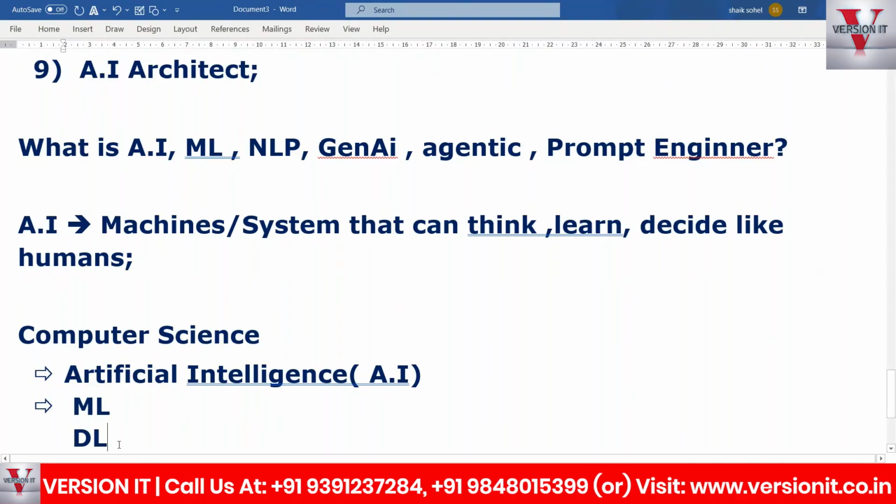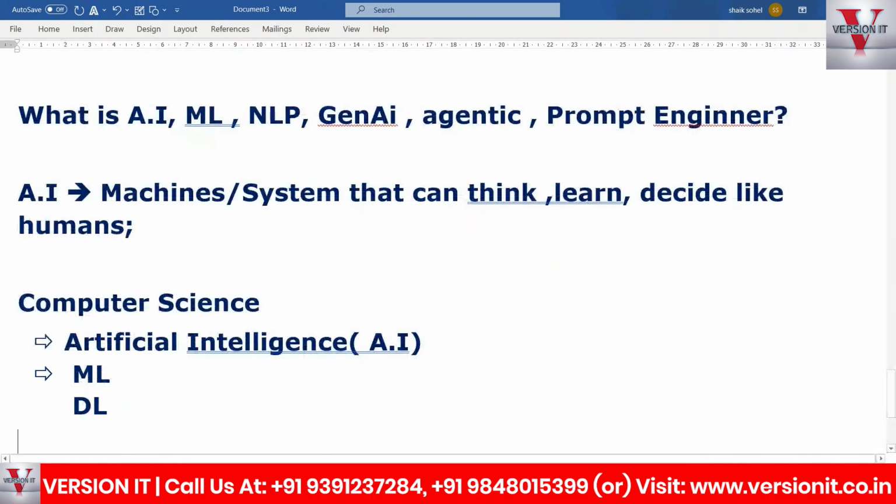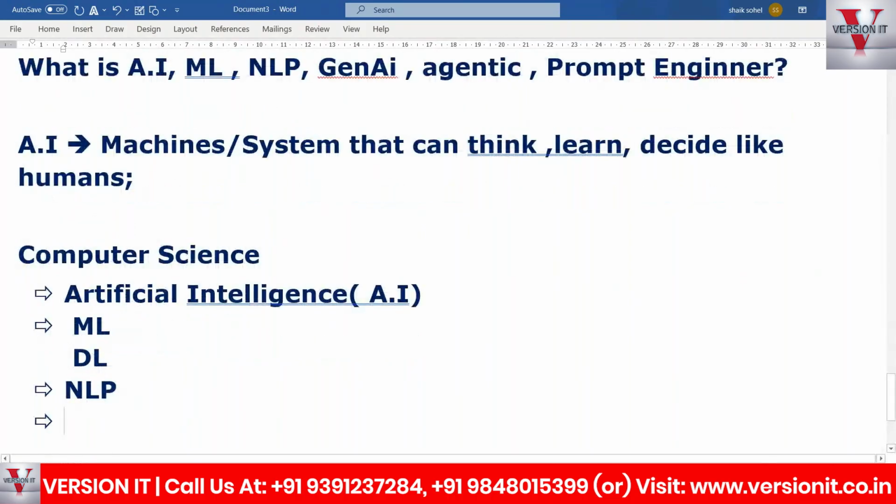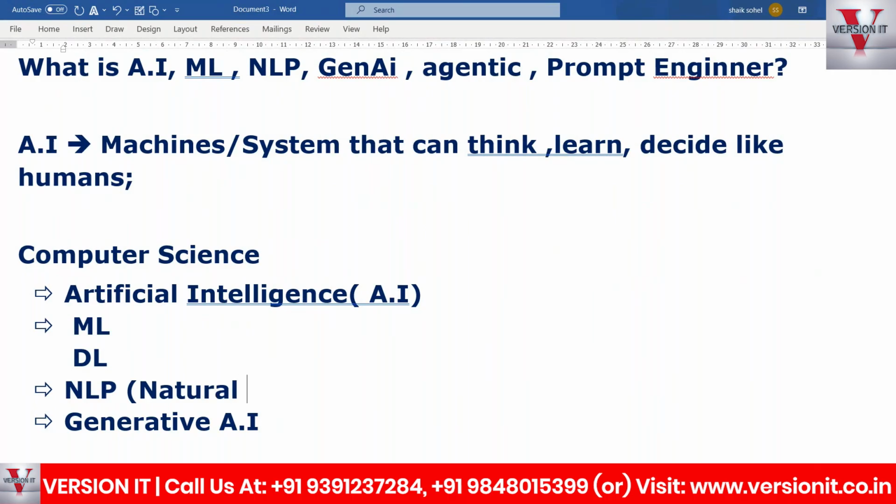And next, my dear aspirant, NLP, natural language processing, and next, generative AI. All these things come under AI only. AI is a branch that comes under computer science. In that, AI will have machine learning. Inside that machine learning, some deep learning concepts will be there, and NLP, natural language processing. It also comes under AI only.